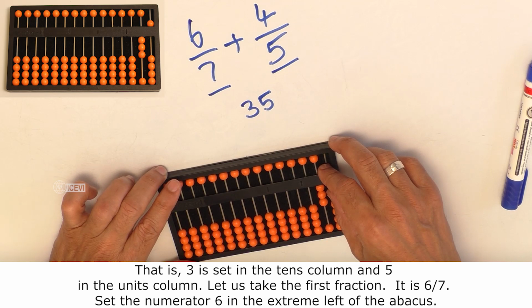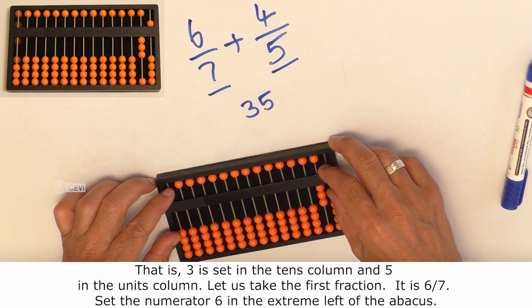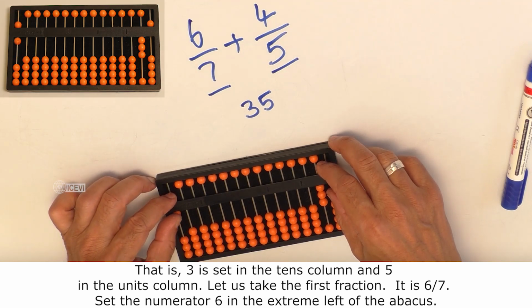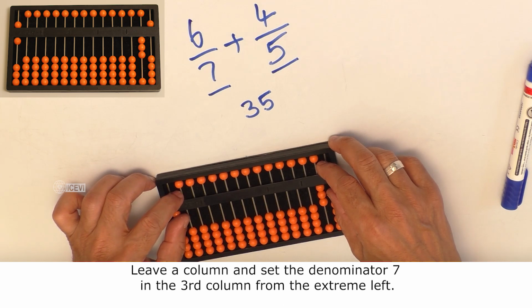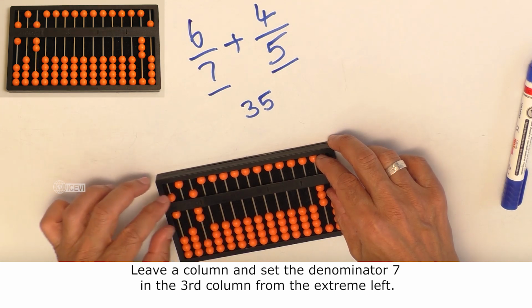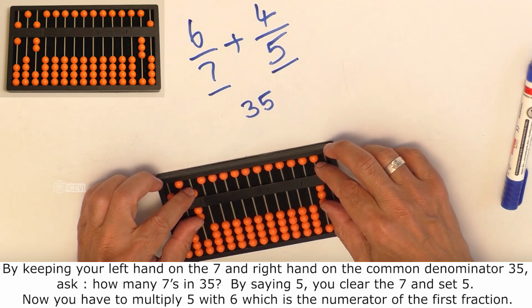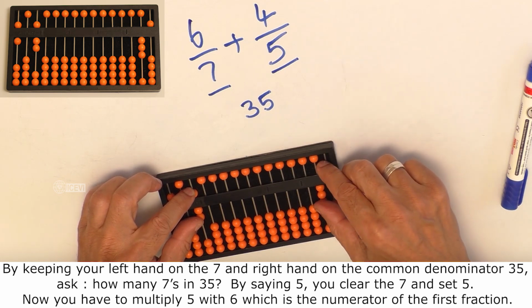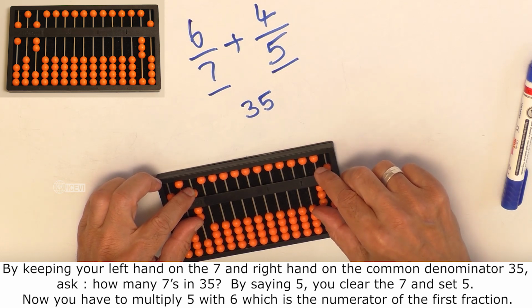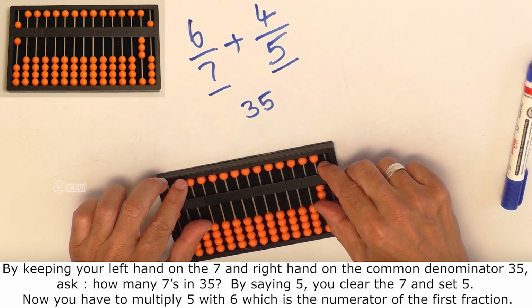Let us take the first fraction 6 by 7 and set the number 6 in the extreme left of the abacus. Leave a column and then set the denominator 7 in the third column from the extreme left. By keeping your left hand on the 7 and right hand on the common denominator 35, now ask how many 7s in 35. By saying 5, you clear the 7 and set 5 in the same column.